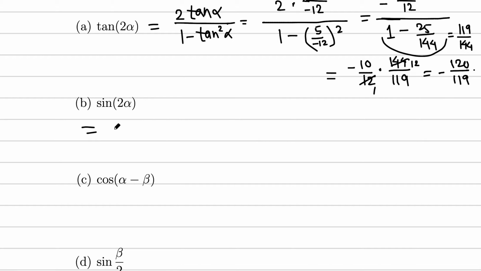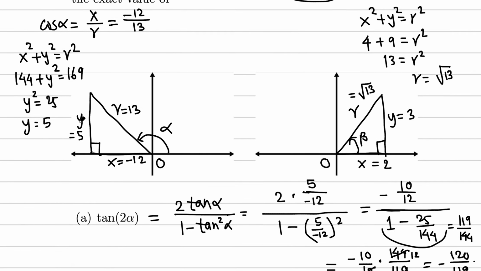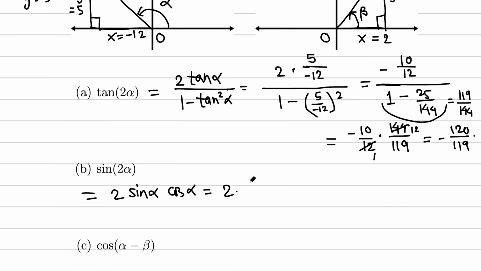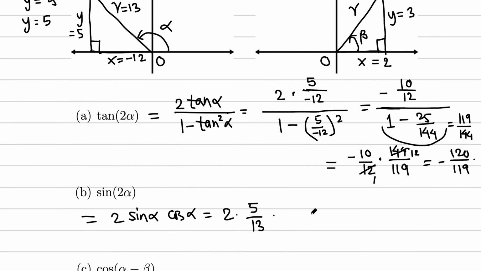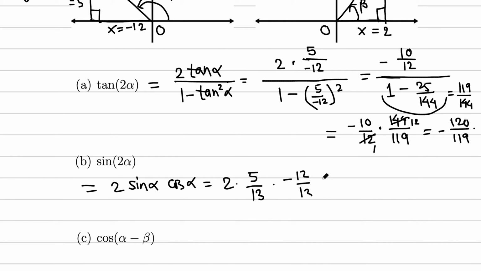Sine 2 alpha. Look at the formula list. That is simply 2 sine alpha times cosine alpha. 2 times sine alpha. Sine is y over r, 5 over 13. Cosine alpha is x over r, negative 12 over 13. 13 times 13 is 169 on the bottom. Negative we can put in the front. 2 times 5 is 10, and 10 times 12 is 120, and negative. Negative 120 over 169.